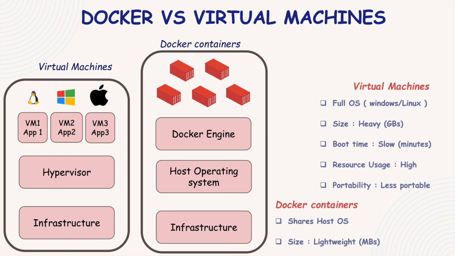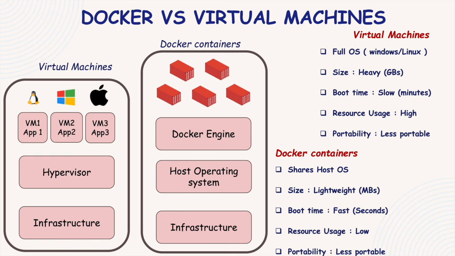Here I have compared virtual machines versus Docker. Virtual machines utilize a full OS, whereas Docker shares the host operating system kernel. Virtual machines are gigabytes in size and Docker containers are lightweight, megabytes. Due to this size, virtual machines take minutes to boot up and Docker containers take seconds. And Docker containers are less portable. So now we understand how Docker is lightweight and shares the host operating system.